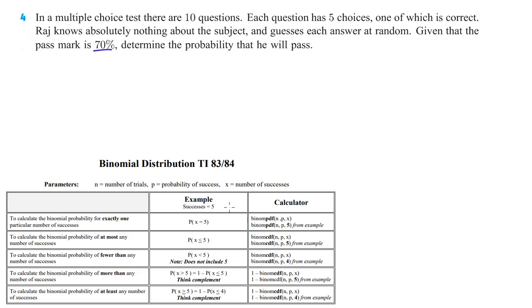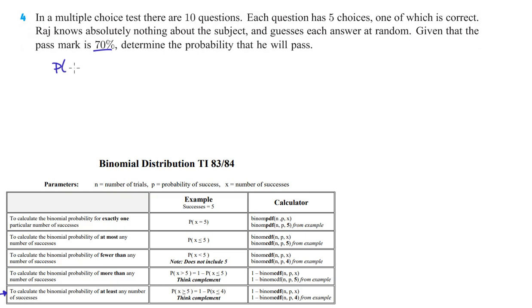Okay, so now he's got to get 70, 80, 90, or 100. So he needs to have at least 7 correct. It's got to be at least 7. Okay, so I'm going to write this up here to kind of help us understand this a little bit more.